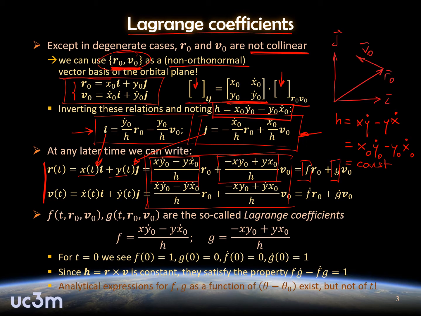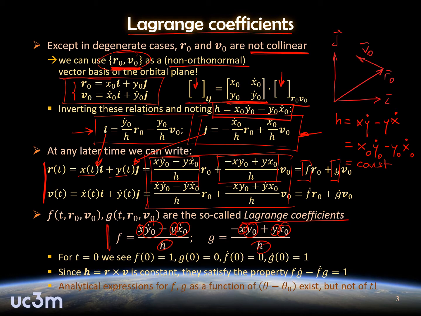So F and G are the so-called Lagrange coefficients. You have them here again. And in essence, they are quantities that depend on time, because x and y depend on time. And they also depend on the initial conditions through y0, x0, x0 dot, y0 dot, and also h, which has to be computed from the initial conditions.